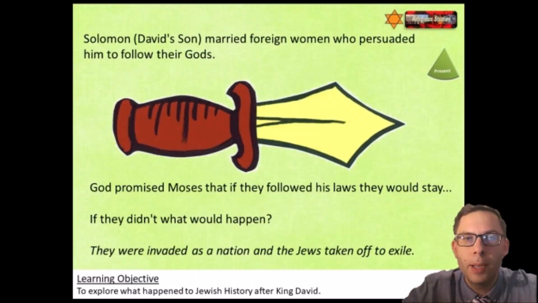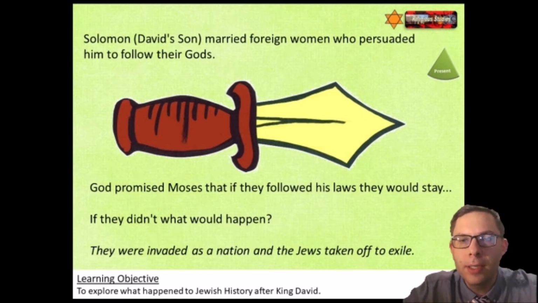So what happened was Solomon, who was David's son, the king after David, married foreign women who persuaded him to follow their gods. If you remember, the covenant was if they followed God, God would be their God and they would be his people. And here you've got the ruler, who is representative of the Jewish people, not doing what God wanted. And there is a consequence to that.